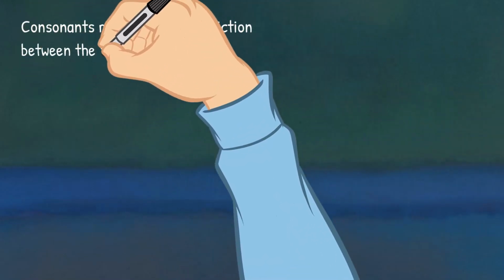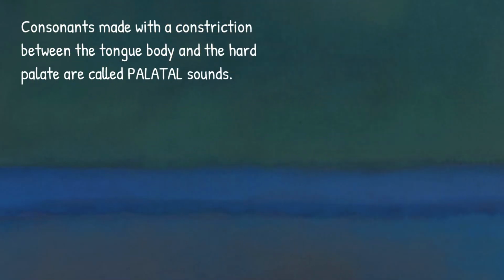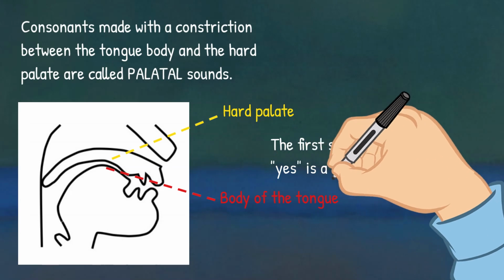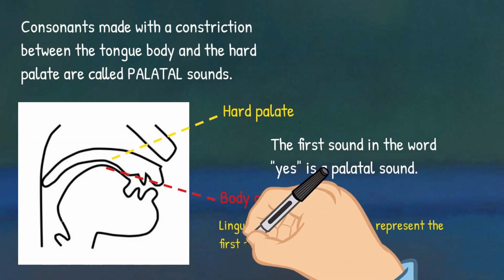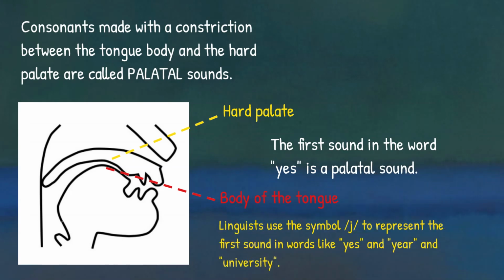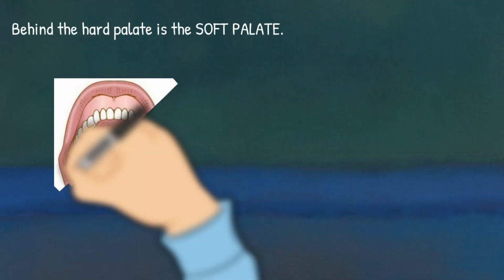Consonants that are made with a constriction between the tongue body and this hard palate area are what we call, not surprisingly, palatal sounds. So here's a picture of a palatal sound. There's your hard palate. There's the body of the tongue. And the first sound in the word yes, for example, is a palatal sound. In linguistics, we use the symbol J to represent the palatal sound that begins words like yes and year and even university.